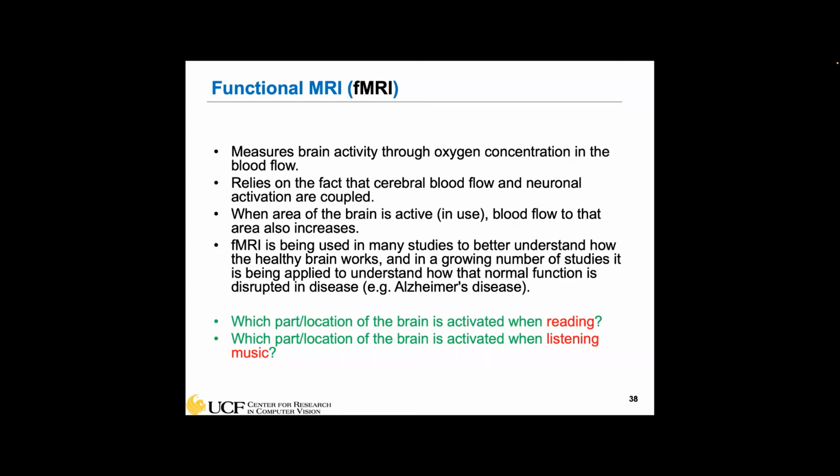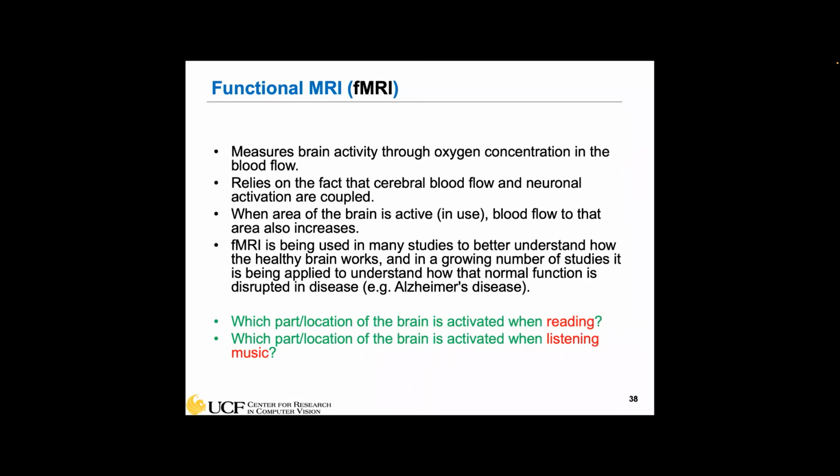Okay, so fMRI can measure brain activity through the oxygen concentration in the blood flow. It relies on the fact that cerebral blood flow and neurologic activation are coupled, right? So when one area of the brain is active, maybe you are reading or speaking, the blood flow to that area will increase, okay? So fMRI is able to tell which part or area of the brain is active.